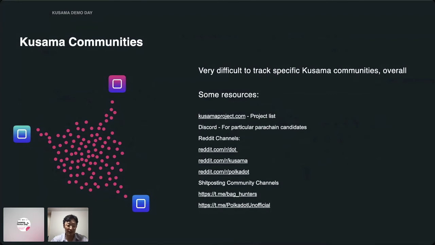Surprisingly, the Reddit channels, the subreddits of r/kusama and r/polkadot, are actually extremely popular. So I think it could be pretty interesting for projects to look into these communities to potentially convince these users to contribute to these crowd loans, as well as there's quite a few shitposting community channels that you can find on Telegram and other mediums. Some of the larger ones that people internally have recommended are, for example, Bag Hunters and Polkadot Unofficial.